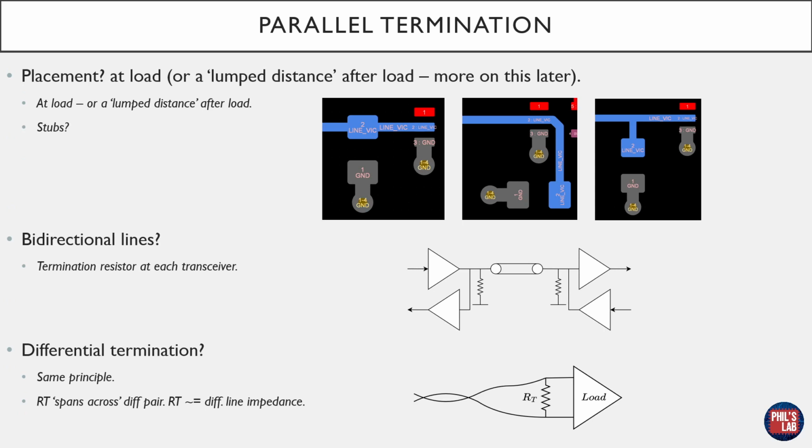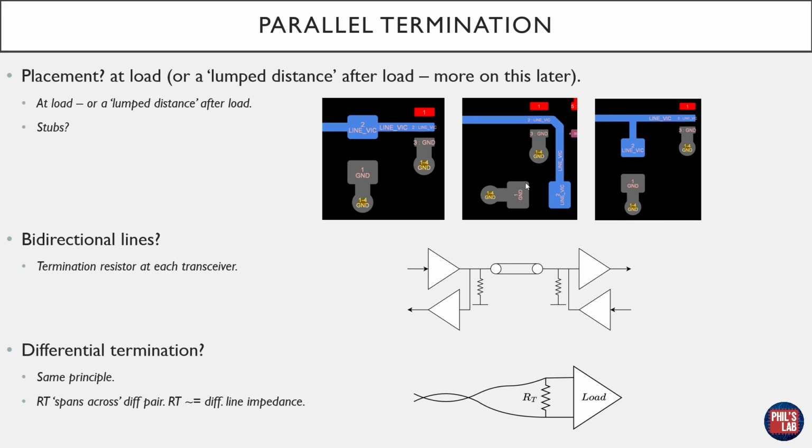Some more ideas we need to be concerned with for parallel termination are, for example, placement. Remember, we want to place the parallel termination resistor at the load. But what does that even mean? I've put in 3 images here of examples of where we could put this termination resistor. So we have a line coming in from the left, then we have the termination resistor in parallel going into a receiver buffer. So this could be placed ideally on the line, just a short distance before the input of the buffer. So the left-hand side is a somewhat ideal case. The middle picture shows it could be a lumped distance after the load, so an electrically short distance after the load. So we go into the buffer, we route out of the buffer into our termination resistor.